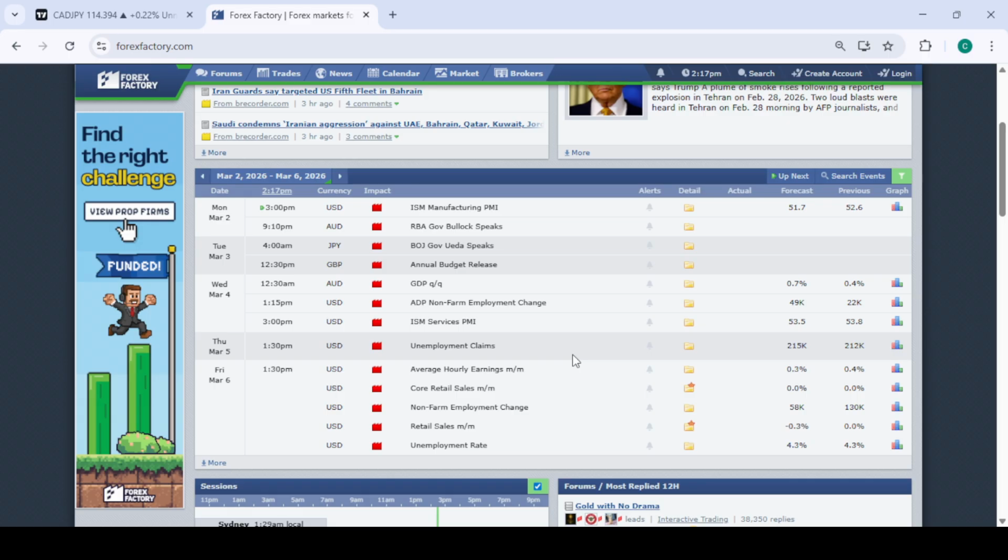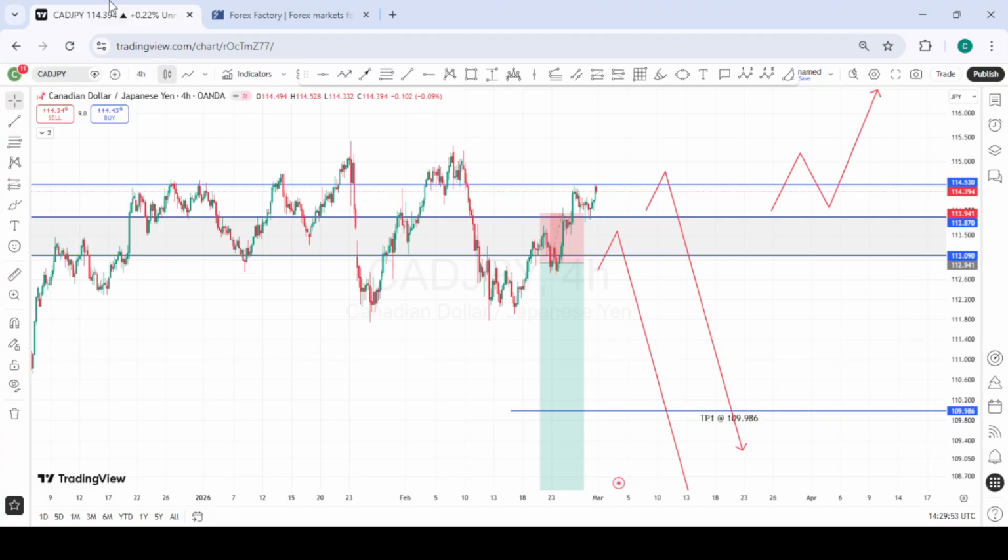And then there could be other events that might pop up due to the tensions. So let's be on the lookout. There's going to be a lot of volatility in the markets going forward. Let's look at the setups we have for the coming week.